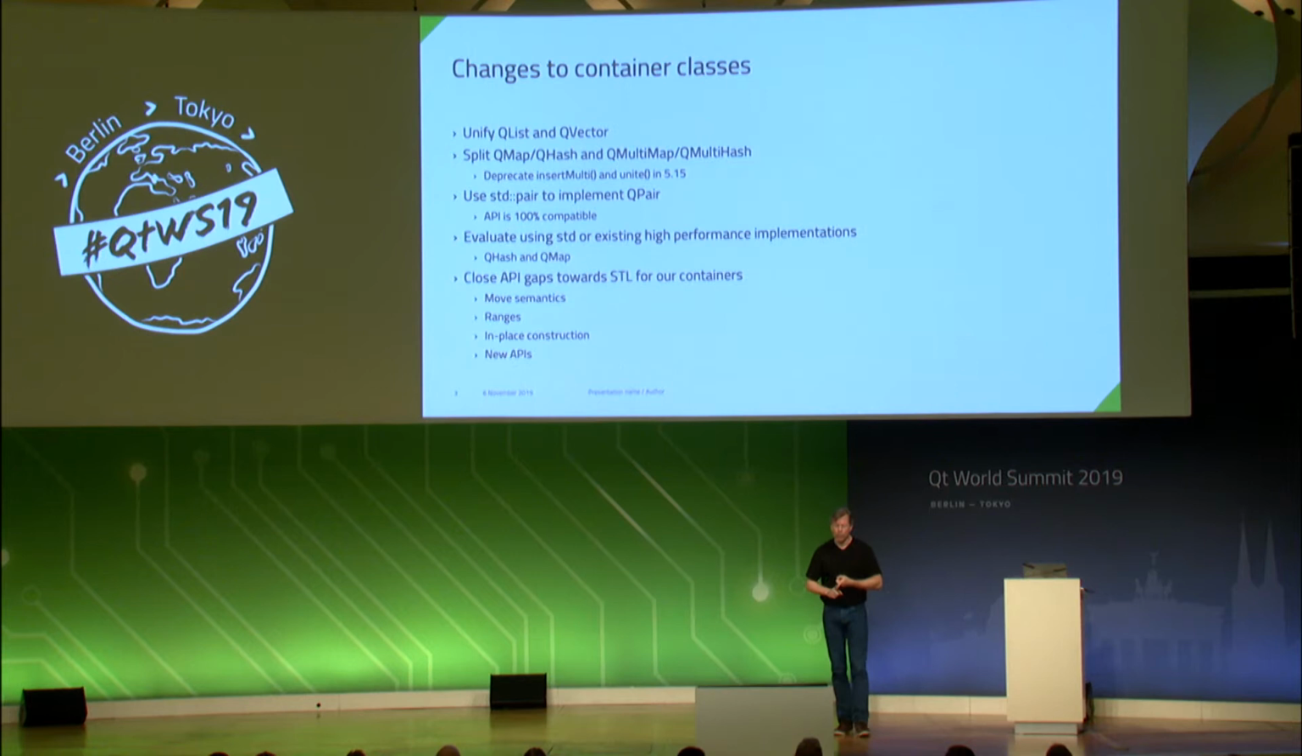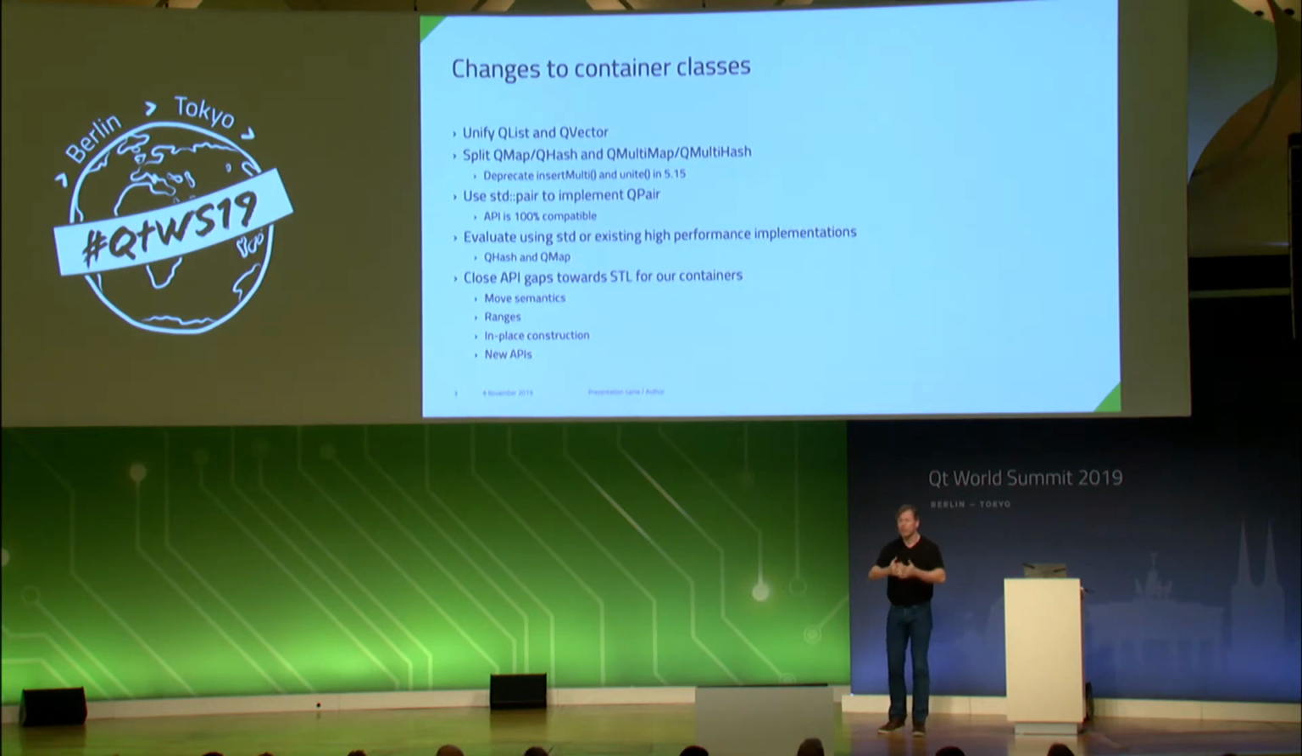We're splitting QMap and QHash away from QMultiMap and QMultiHash. Those will be two completely separate classes in Qt 6, similar to what the STL and the standard library do. That will also mean that insert multi and unite, which are both methods on QMap and QHash, will be deprecated in 5.15. I talked about the standard pair, nothing really to go too much into details there. And I want to take a step back and evaluate where we can use existing implementations out there and wrap our Qt API around those.